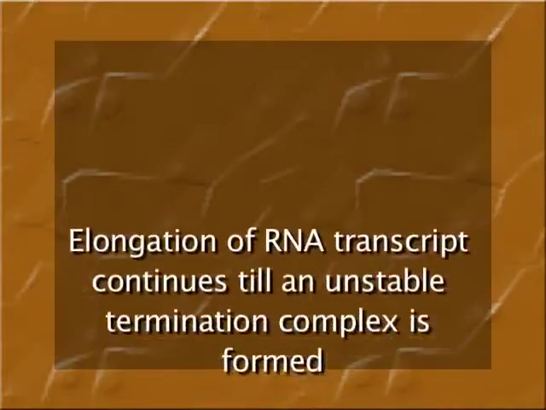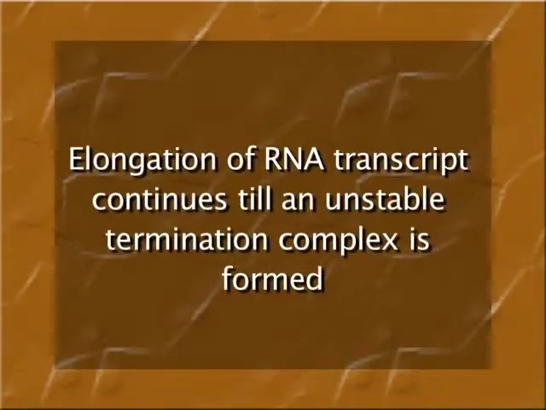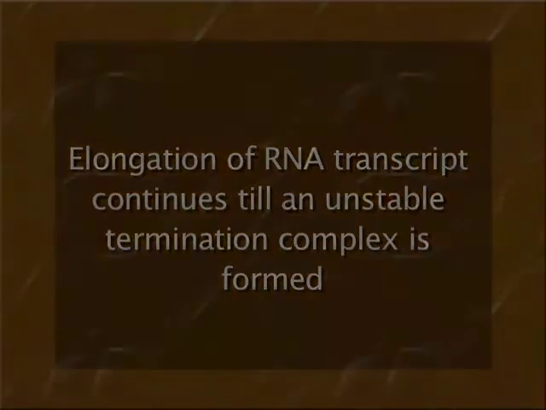Core enzyme now undergoes a major conformational rearrangement and a stable elongation complex is formed. This complex moves along DNA, synthesizing RNA all along its path at a rate of about 40 bases per second at 37 degrees centigrade. Elongation of the RNA transcript continues till an unstable termination complex is formed.